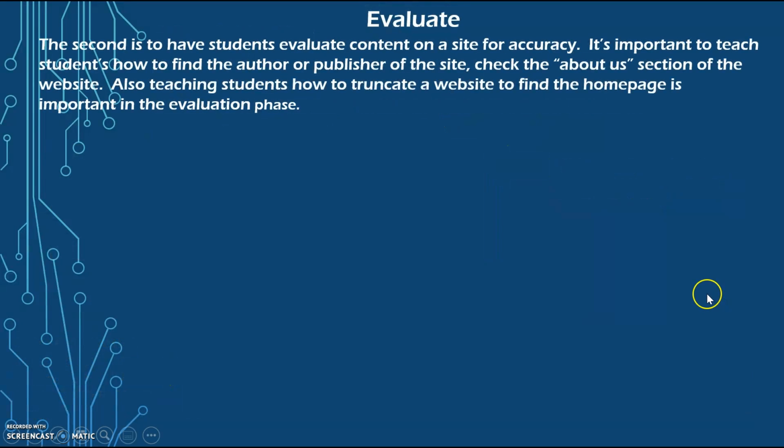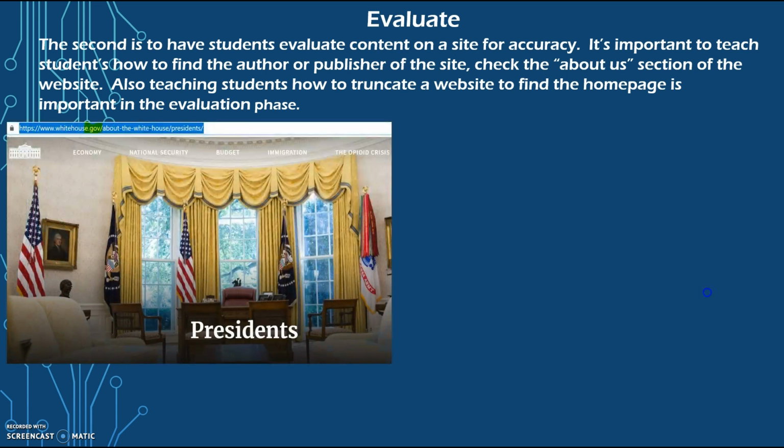The second part of Evaluate is to have students evaluate content on a site for accuracy. It's important to teach students how to find the author or publisher of the site and check the About Us section of the website. Also, teaching students how to truncate a website to find the homepage is important in the evaluation phase.